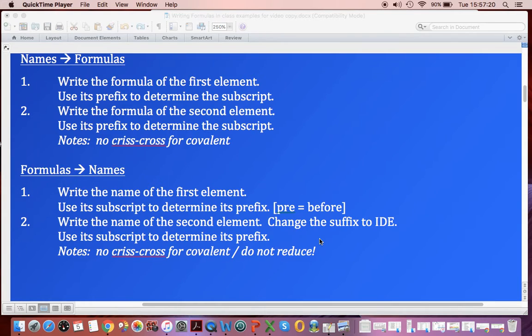and the name, and you change the ending to "ide." You make sure it doesn't say chlorine, it says chloride. It doesn't say oxygen, it says oxide. Again, its subscript becomes the prefix, and the second element always needs a prefix.